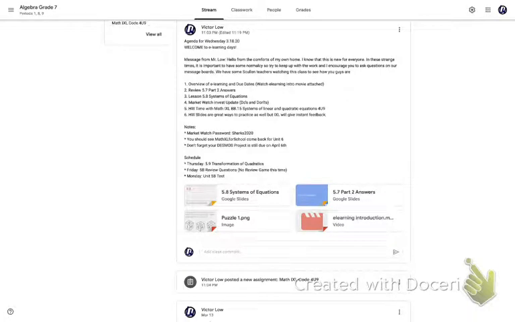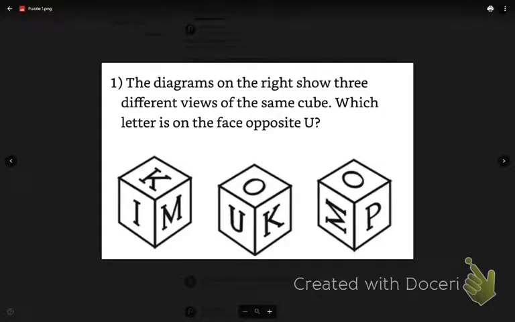First thing, let's go ahead and go to our brain teaser. The first one includes the diagrams on the right that show three different views of the same cube. Which letter is on the face opposite of the letter U?